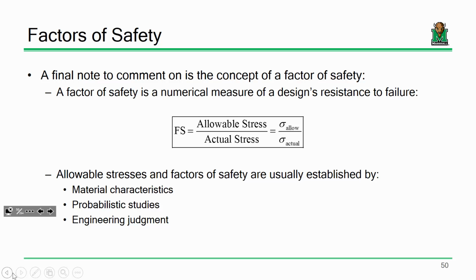I'm applying a factor of safety. I'm not letting it be used up to that maximum nominal capacity. I'm saying, let's cut that off a little bit, okay? Now, factors of safety are a function of a number of things.